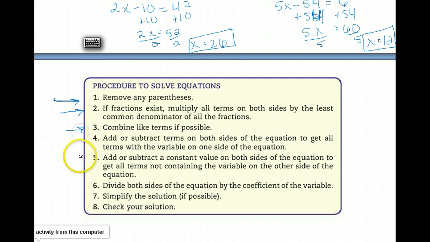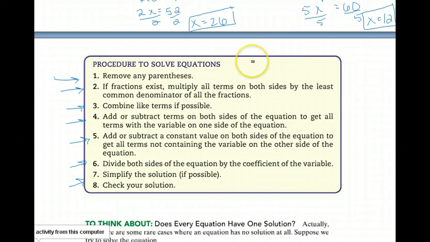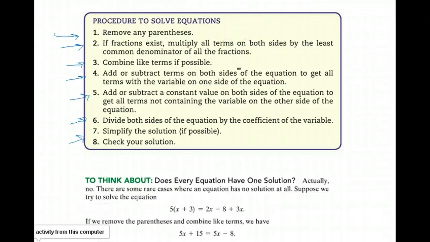Combine like terms. Add or subtract on both sides of the equation to get all of the terms on one side. Add or subtract your constants. Divide both sides by the coefficient to clear out your multiplication, and simplify. So this is just a nice little checklist for you that organizes the rules for equation solving for everything that I've taught you so far in chapter 2.